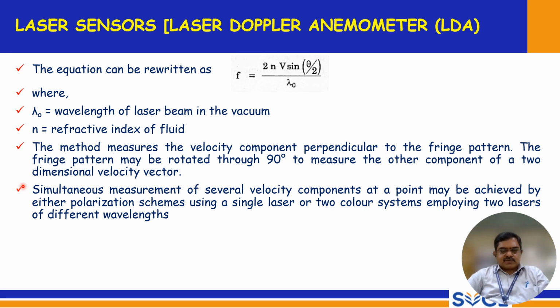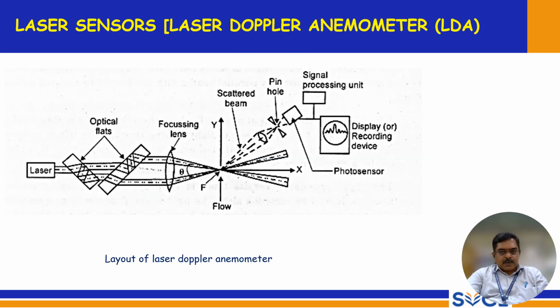Simultaneous measurement of several velocity components at a point may be achieved by either polarization schemes using a single laser, or two color systems employing two lasers of different wavelengths. So here is the diagram in the next slide.